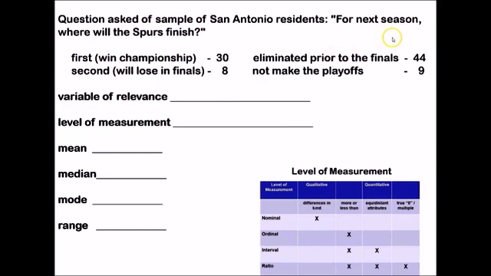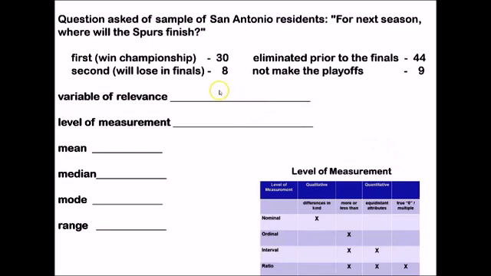Okay, so what is the variable of relevance here? Well, of course, the variable relates to projections or estimates of where the Spurs will finish. And these are the attributes, of course. First, second, eliminated prior to finals, not make the finals at all. What's the level of measurement? Is it the nominal level or qualitative, or is it a quantitative kind of variable?